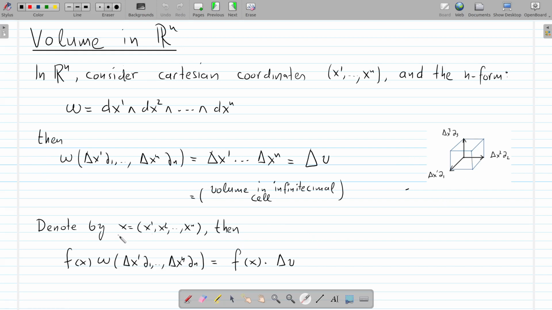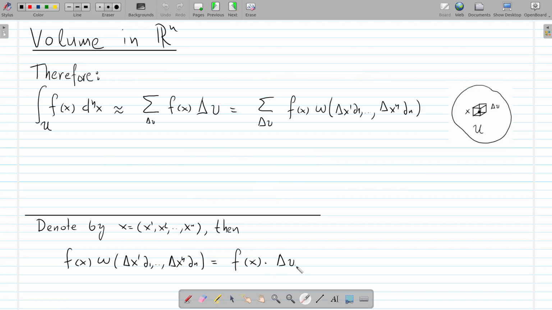So if we use this notation, and by x we mean the collection of coordinates x1 through xn, then if we choose a function f of x and multiply it here by omega acting on those n vectors, the result will be the value of the function times the volume element of that cell. And we know from calculus that if we take delta v to go to 0, and in this process we compute this sum, this is what we call the n-dimensional integral of f of x in region U over n.